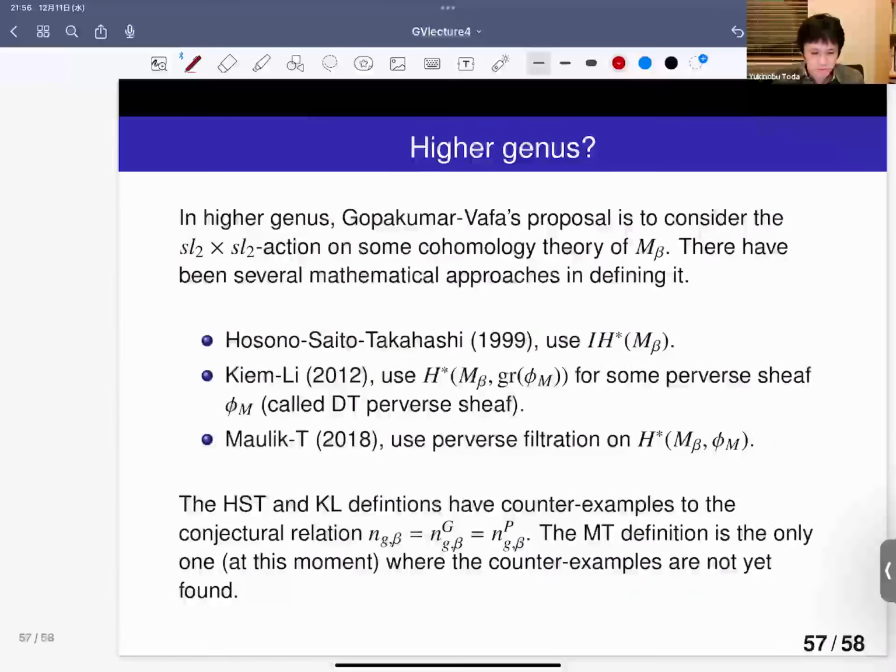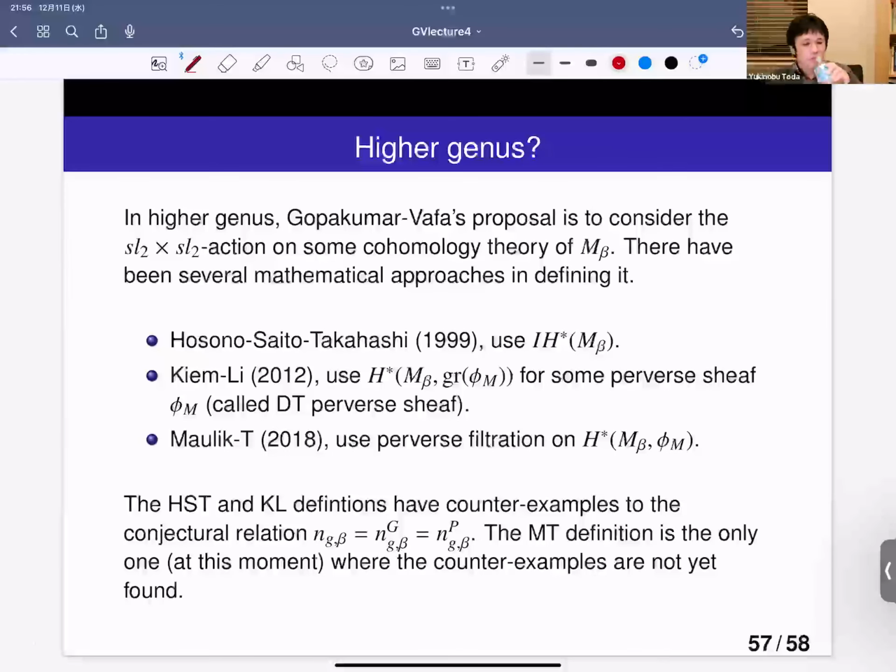So we know that this is true, but our purpose is to define the higher genus Gopakumar-Vafa invariant using the moduli space of stable sheaves. In higher genus, the Gopakumar-Vafa proposal is to consider some sl2 algebra action on the moduli space of stable sheaves. So far there have been several mathematical approaches for that. Hosono-Saito-Takahashi used intersection cohomology, and Kiem-Li used some sort of associated graded of the vanishing cycle complex called the DT perverse sheaf.